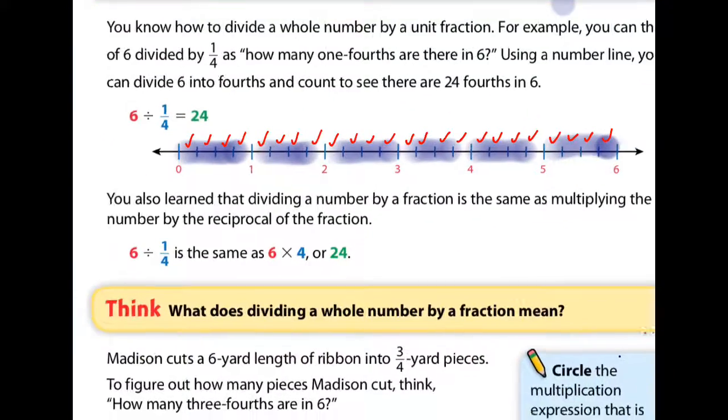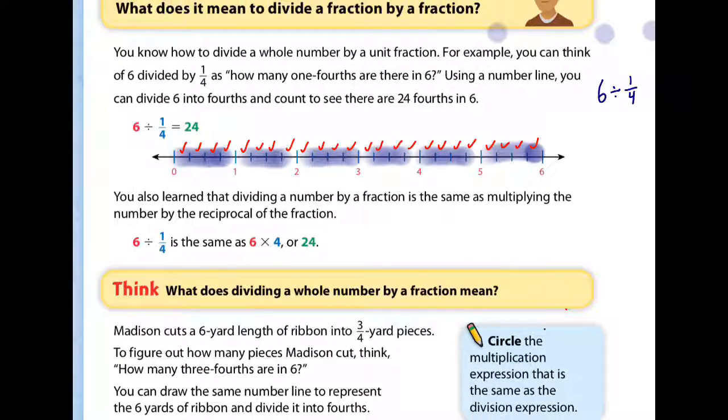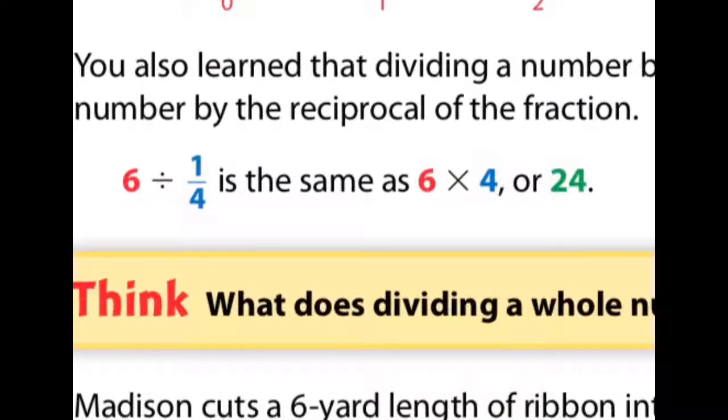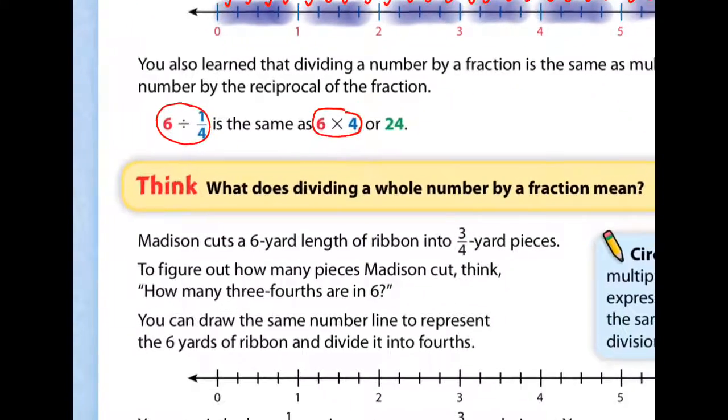Now, down here, I'll continue. It says you also learn that dividing a number by a fraction is the same as multiplying the number by the reciprocal of the fraction. So let's talk about that. So we're saying 6 divided by 1/4 is the same as 6 times 4, okay, or 24. All right, so now we're going to continue down below.